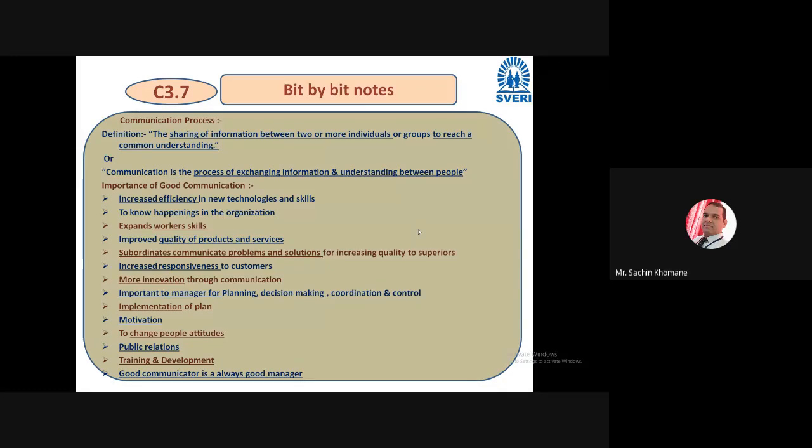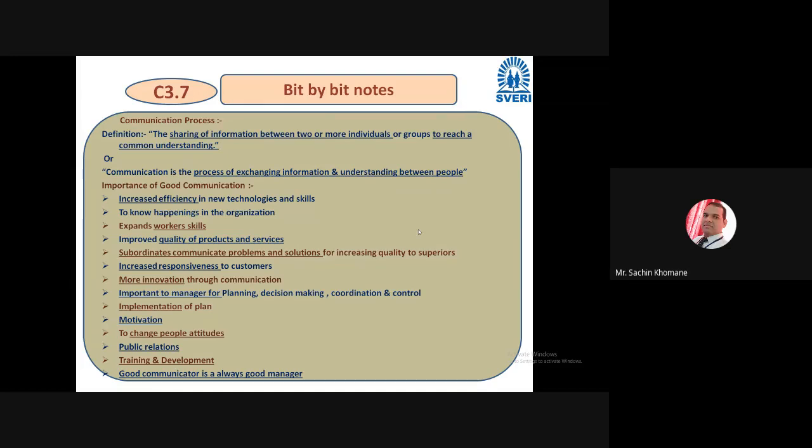Then expand worker skill. For expanding worker skill, good communication plays an important role, because through oral communication, through written communication, you can give that information or knowledge to that person so that his skill will improve. Then the next advantage, or you can say importance of good communication, is improved quality of product and services. So you are improving the skill through communication, you are training them, right? So that is happening actually with the help of communication only. So this is one of the benefits or importance, you can say.